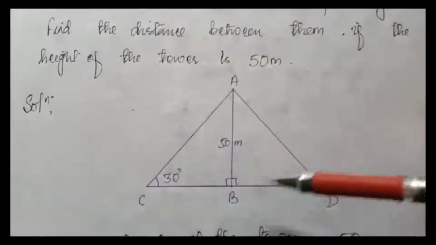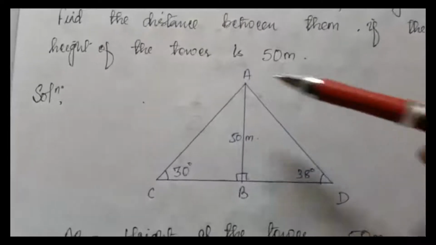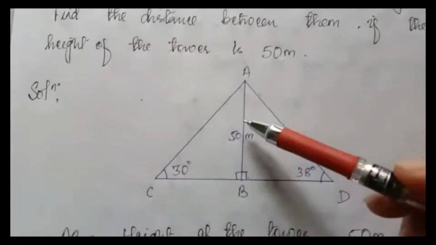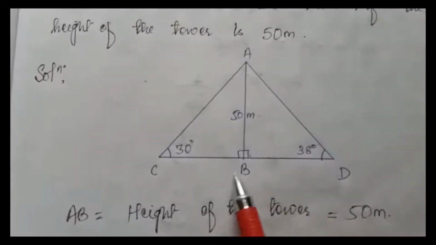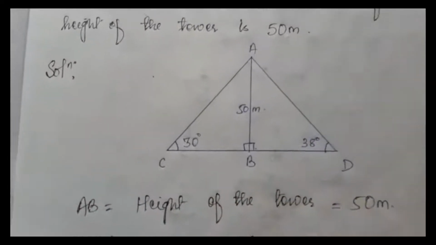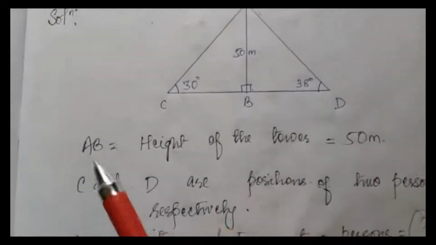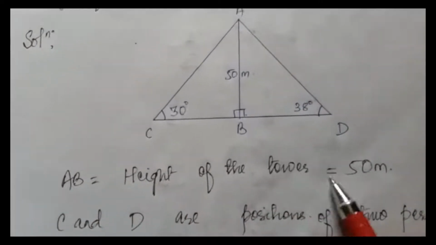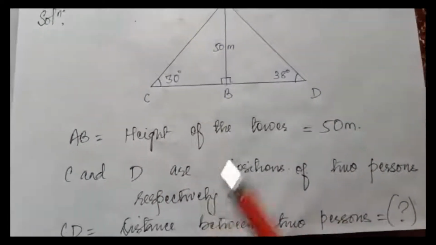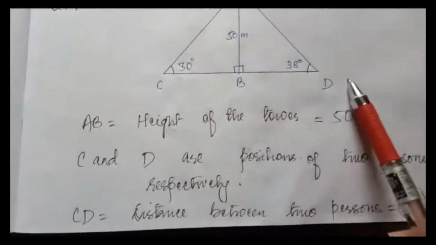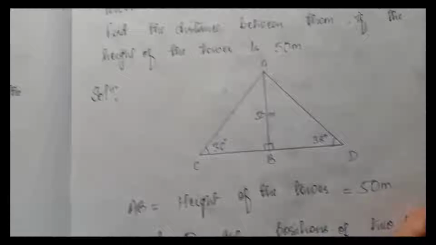So in this figure we have two right angled triangles. One is ABD, another is ABC. First we will use both triangles individually. We will find BC and BD, then we will add them. That will be the distance between the two persons. So AB is the height of the tower, 50 meters, C and D are the positions of the two persons respectively, and CD is the distance between the two persons which is asked in the question.